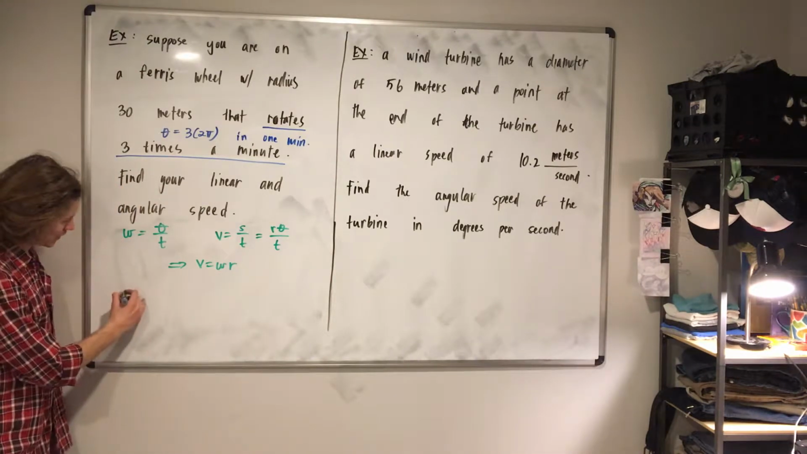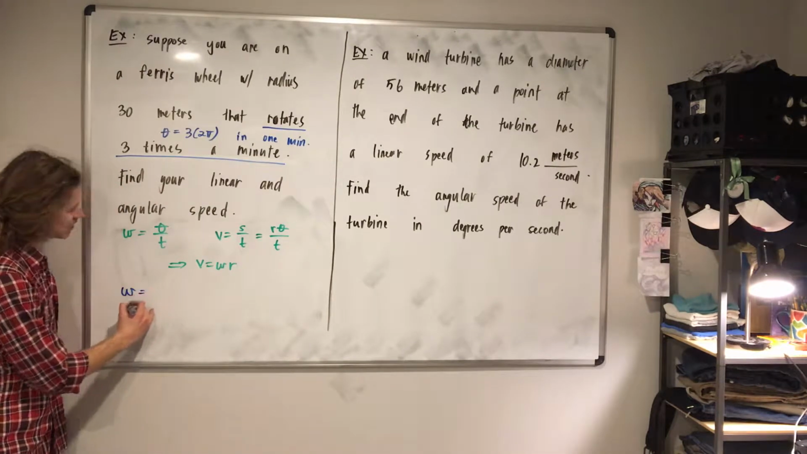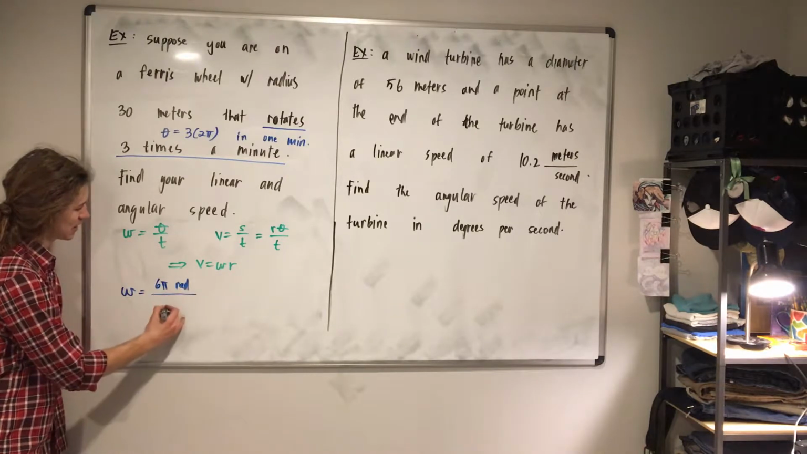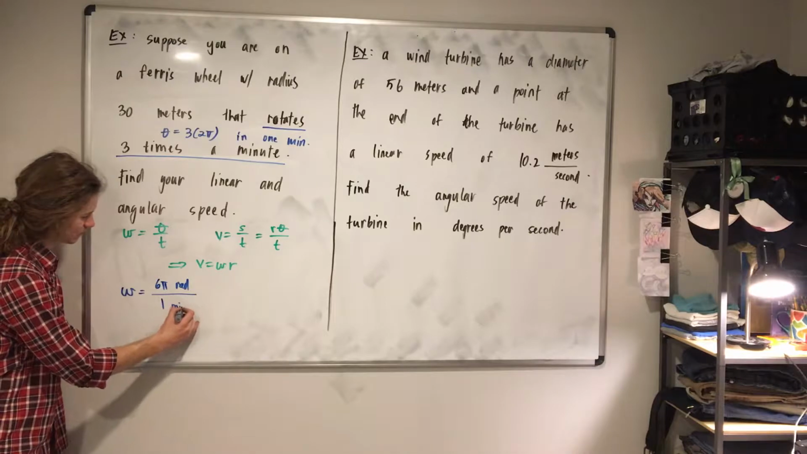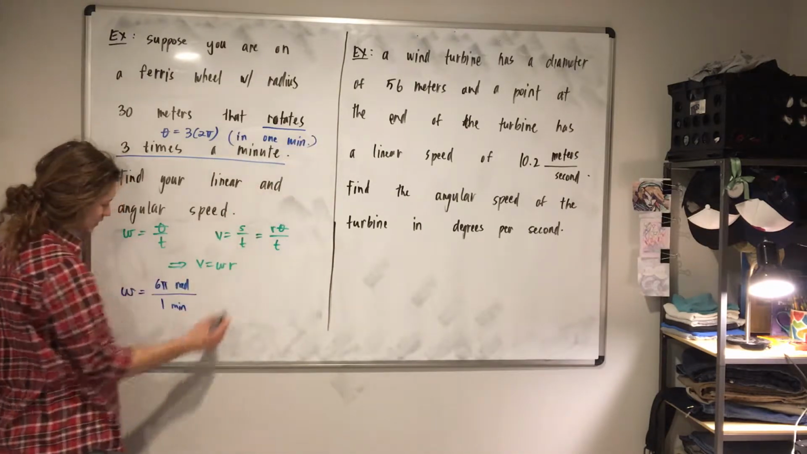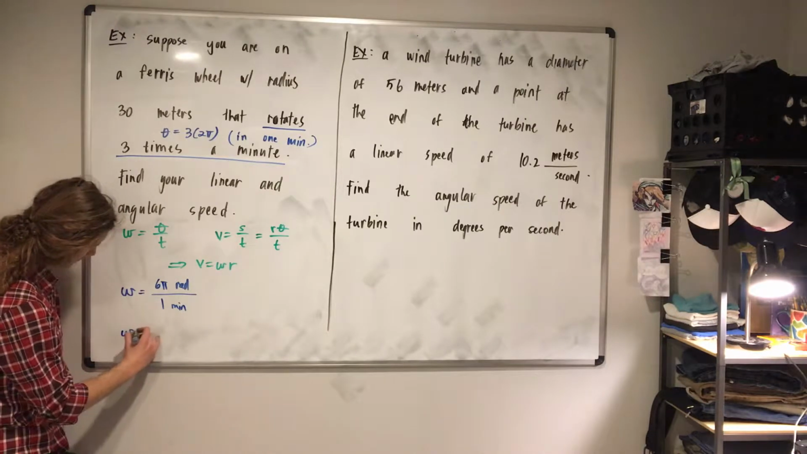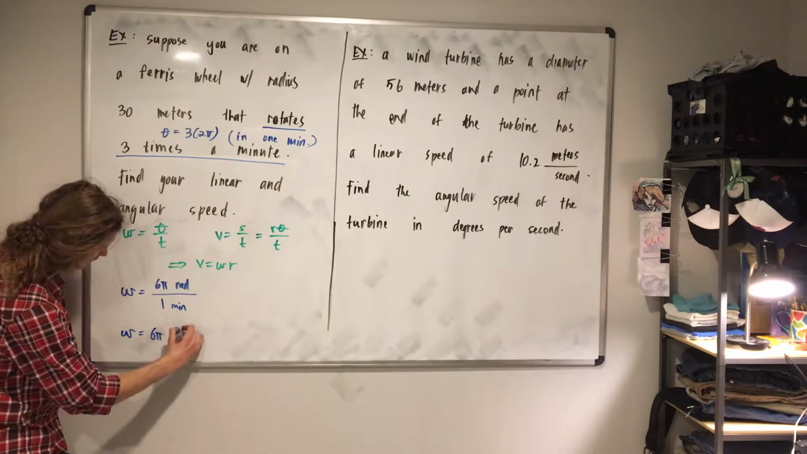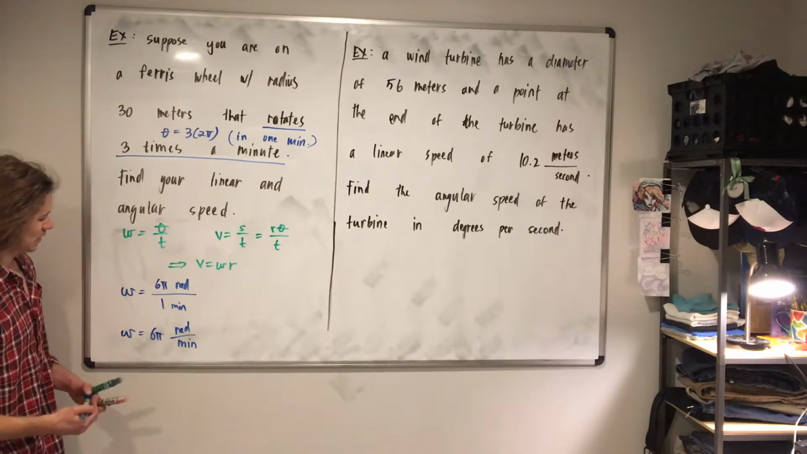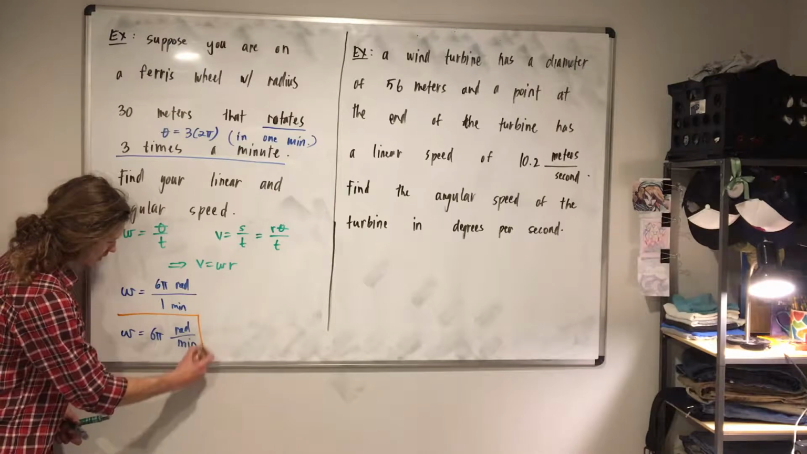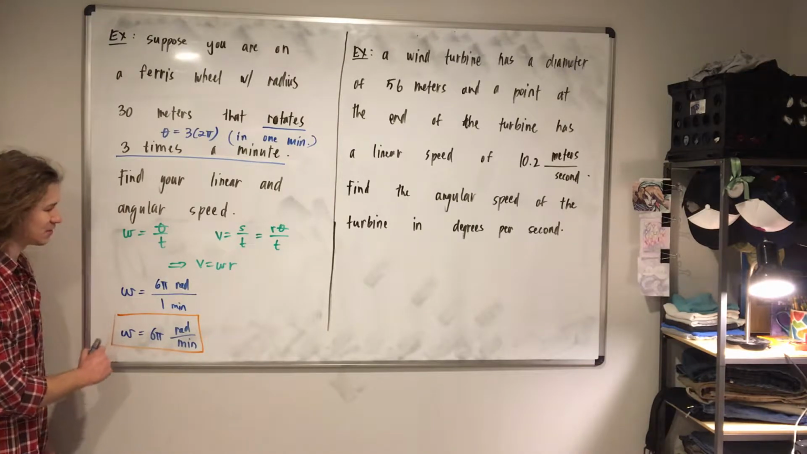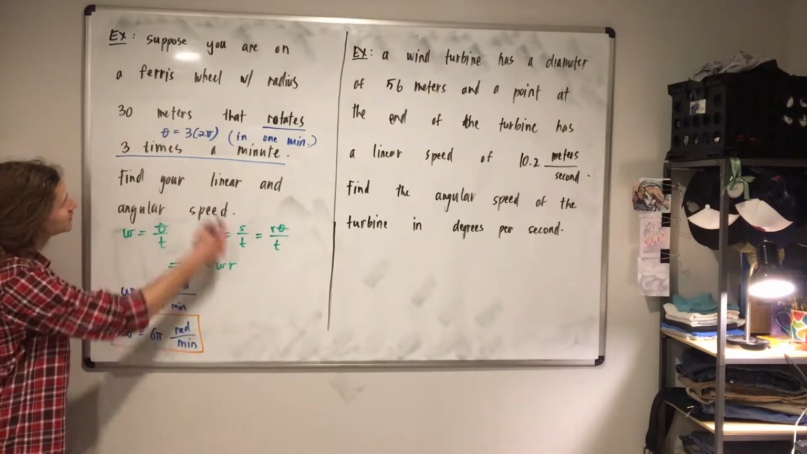So when we look at our angular speed here, we can say our angular speed is equal to 6 pi radians traversed every 1 minute. We find our angular speed, 6 pi radians per minute. To find our linear speed, I will choose to multiply this by our radius. Now, our radius is 30 meters.